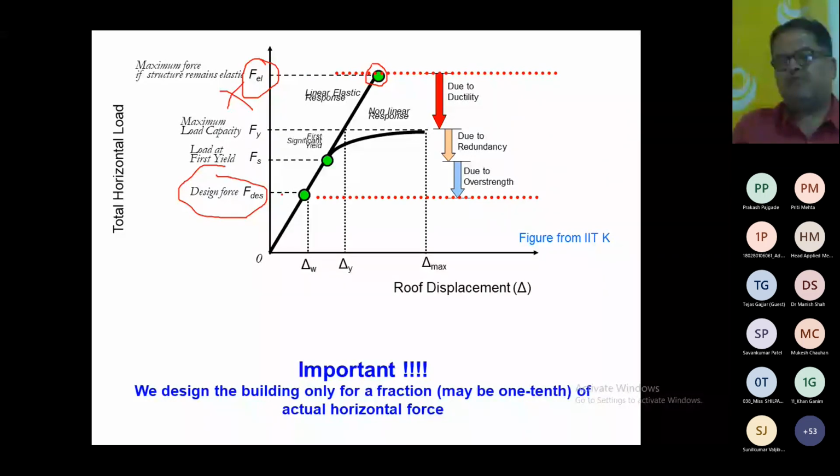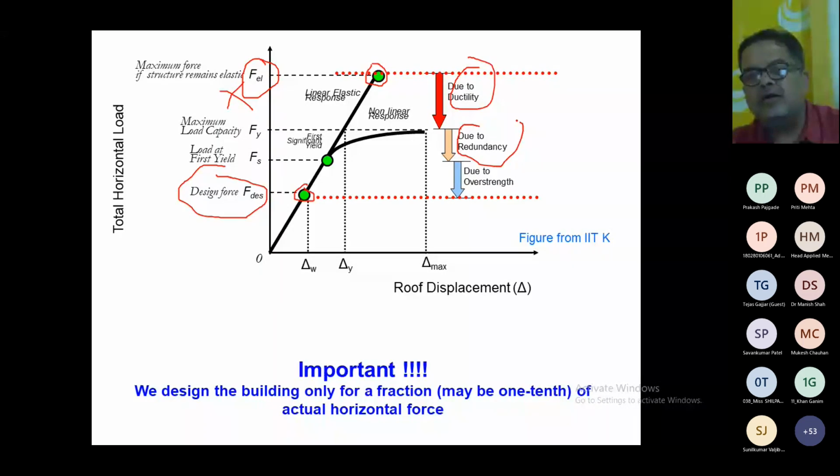No factor of safety, right? We are not applying any factor of safety here. We are designing for maybe 20% force, 25% force, it depends, right? So actually this is the design load, right? And why are we choosing this? Because we rely highly on the ductility, we rely on redundancy, we rely on overstrength, right?